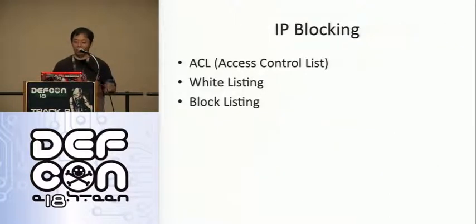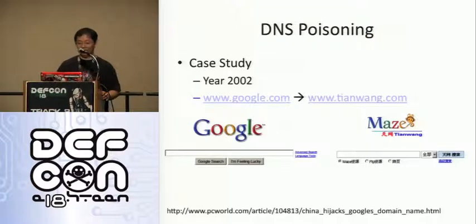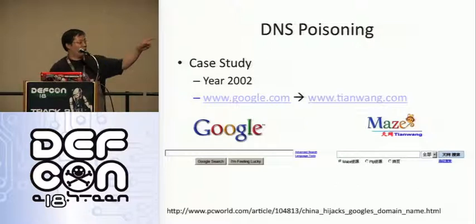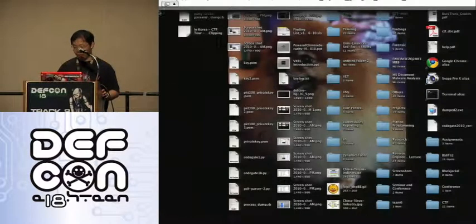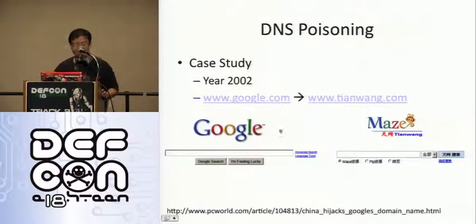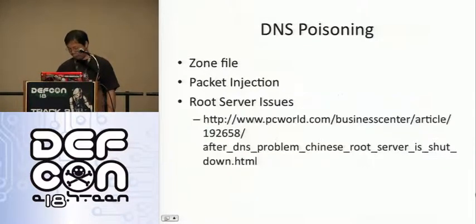IP blocking is actually a very easy one. It's whitelisting, not blocklisting, right? When you go to Google, you will find it redirects to a maze. You will find the accessibility color of the search engine in China. It looks like Google: the blue one, the same fonts, the same bar and location. Then when you go to google.com, you end up at another site. These are kinds of DNS poisoning, using the hosts file, or packet injection. Another issue is the root server issues.